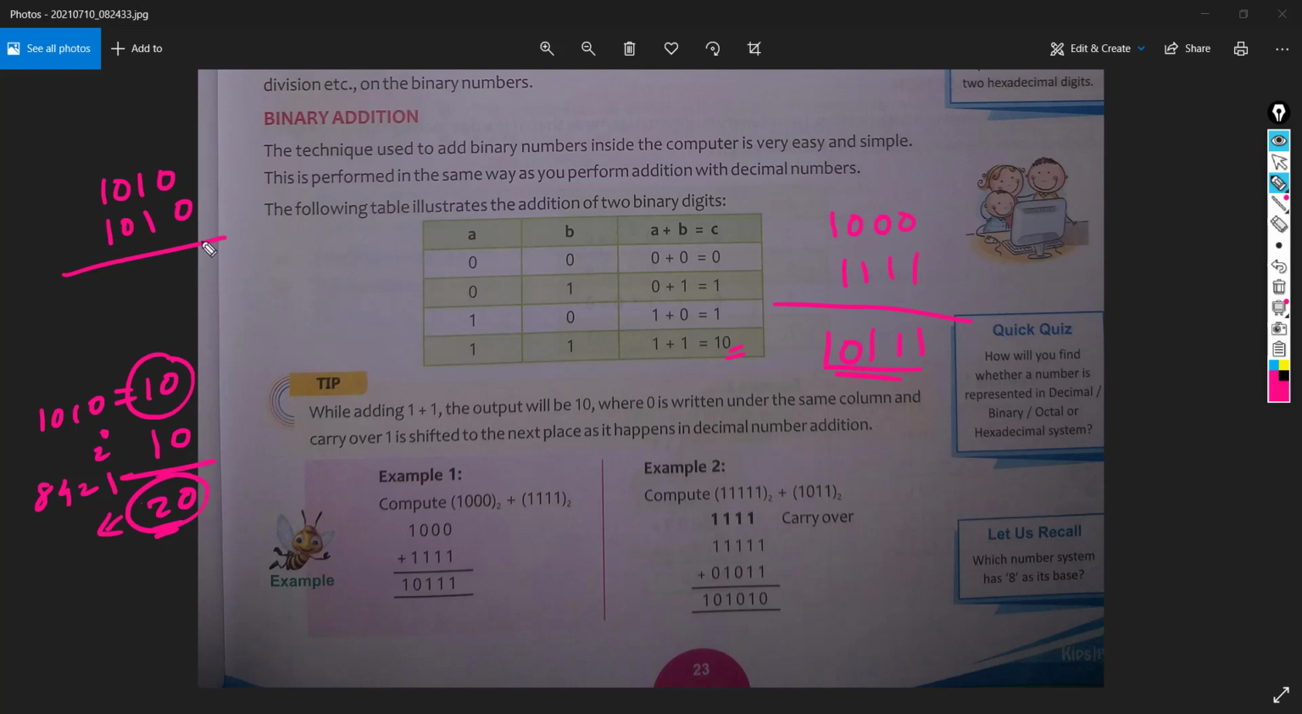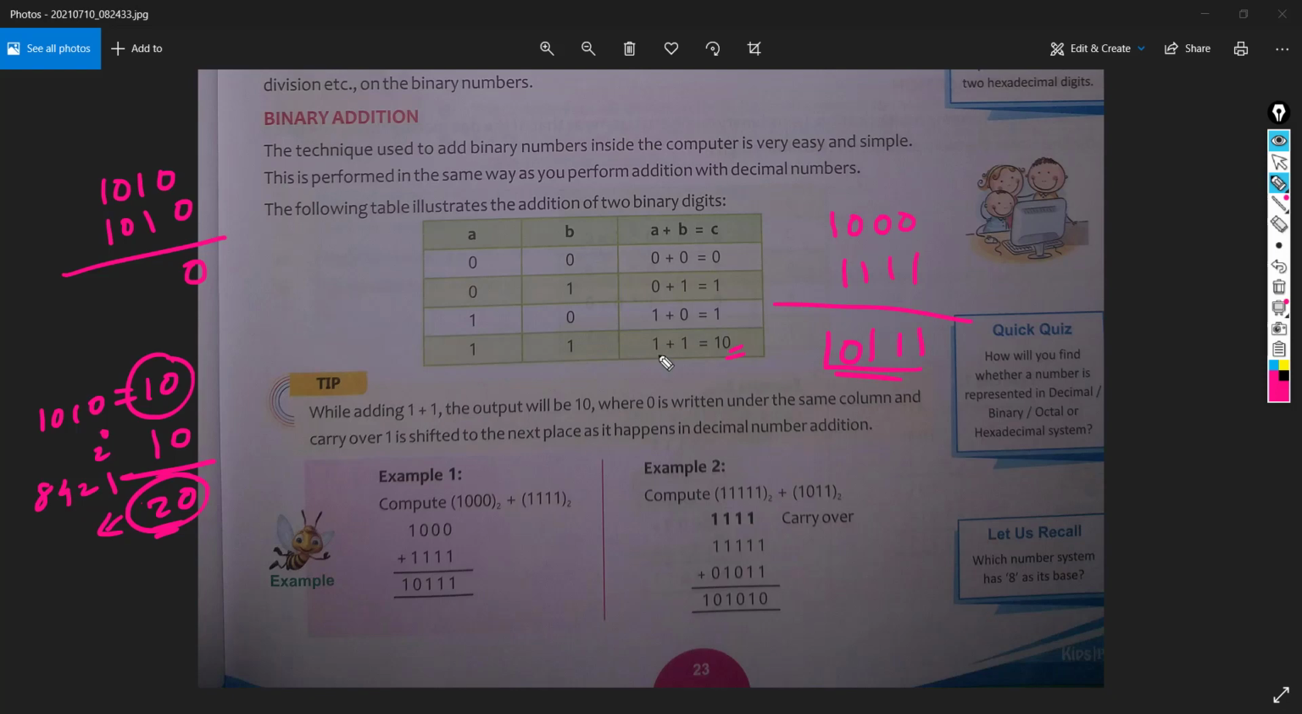Let's see what is the result. 0 plus 0 will be 0. Then 1 plus 1 will be 10, so 1 0, which means this 1 will be the remainder. Here it is written, while adding 1 plus 1, the output will be 10, where 0 is written under the same column and the carry over 1 is shifted to the next place.